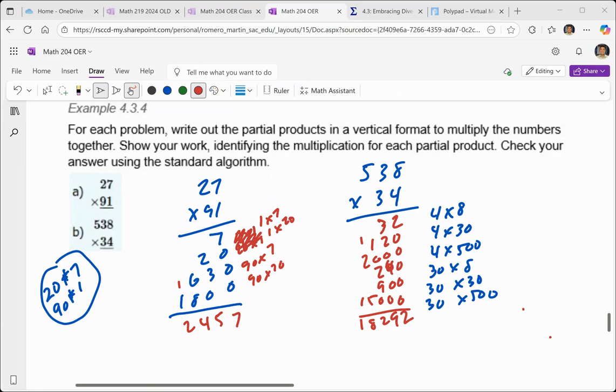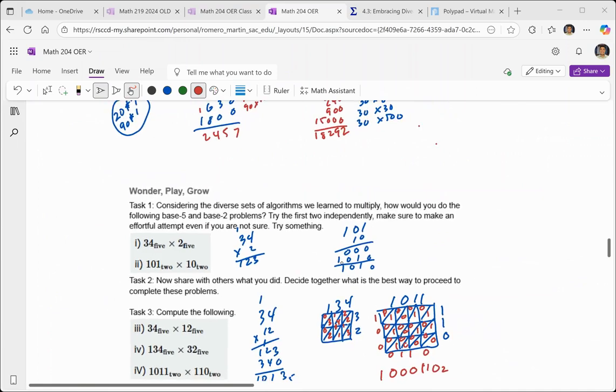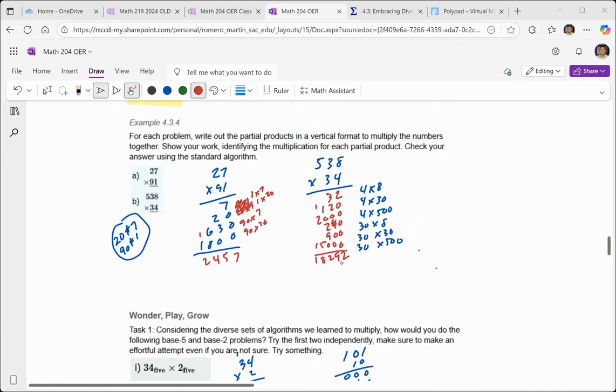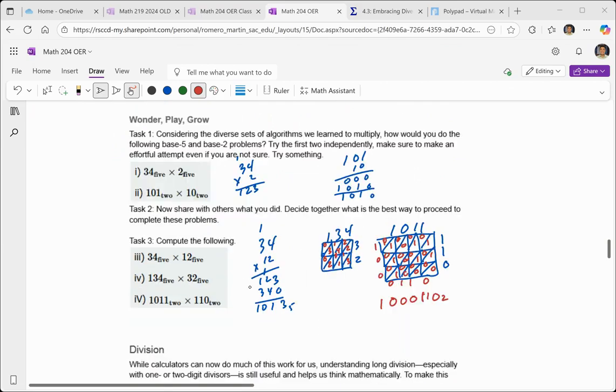So we'll take a look at, that's what we should have, 18,292. Yeah, okay. So what does that leave us before we look at division? Well, again, the standard algorithm, which we don't practice a lot because we have that, but again, you can look at the textbook to remind yourselves of that. So let's do that before we look at the standard algorithm for base 5 and base 2.